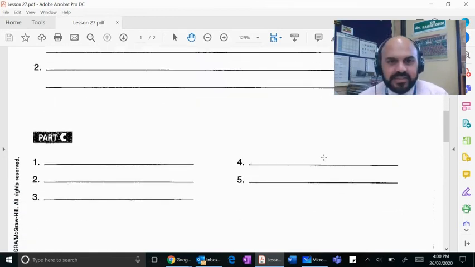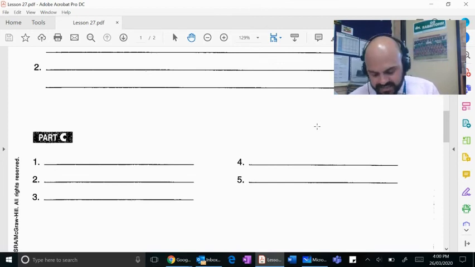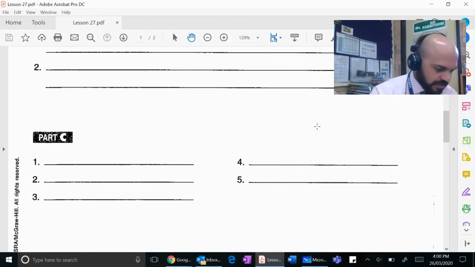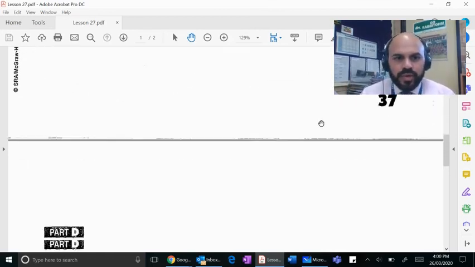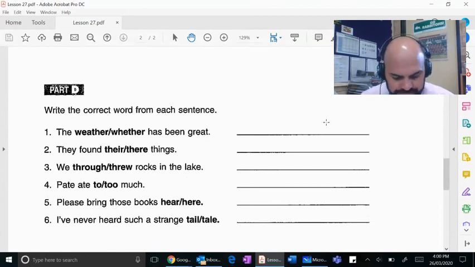All right, now down to part C. First word of part C, detective, D-E-T-E-C-T-I-V-E, reception, R-E-C-E-P-T-I-O-N, concept, C-O-N-C-E-P-T, progress, P-R-O-G-R-E-S-S, and protect, P-R-O-T-E-C-T. And our work completion, part D, weather, W-E-A-T-H-E-R, there, T-H-E-I-R, through, T-H-R-E-W, to, T-O-O, here, H-E-R-E, and tail, T-A-L-E.